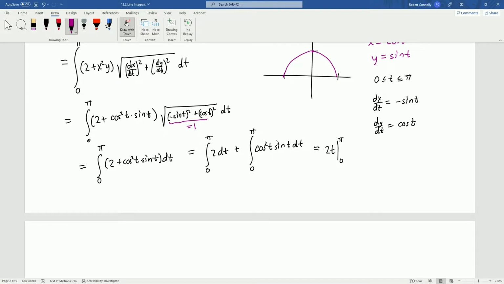And then we're going to have to do a little u substitution here. So if we let u equal cosine of t, then du is going to be negative sine of t dt. So we'll get sine of t dt equals negative du. So this becomes minus the integral of u squared du. Now we have to change our bounds. So when t is 0, we get cosine of 0, which is 1. And then when t is pi, we get cosine of pi, which is negative 1.